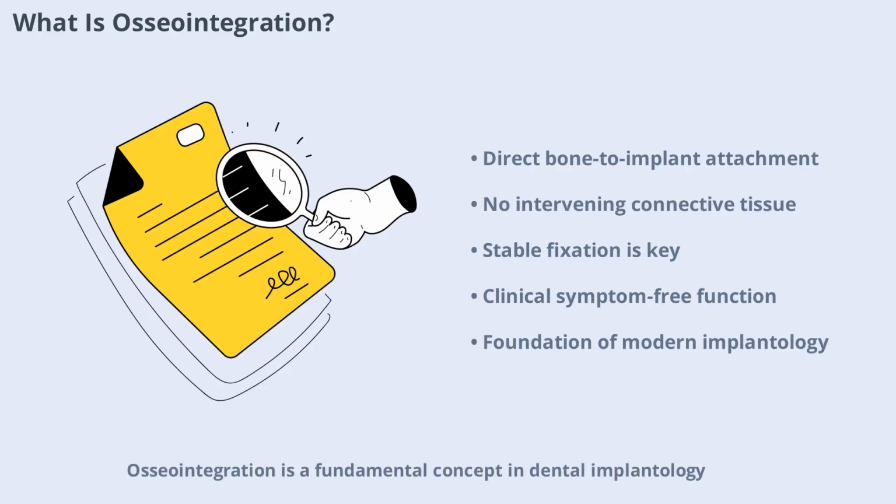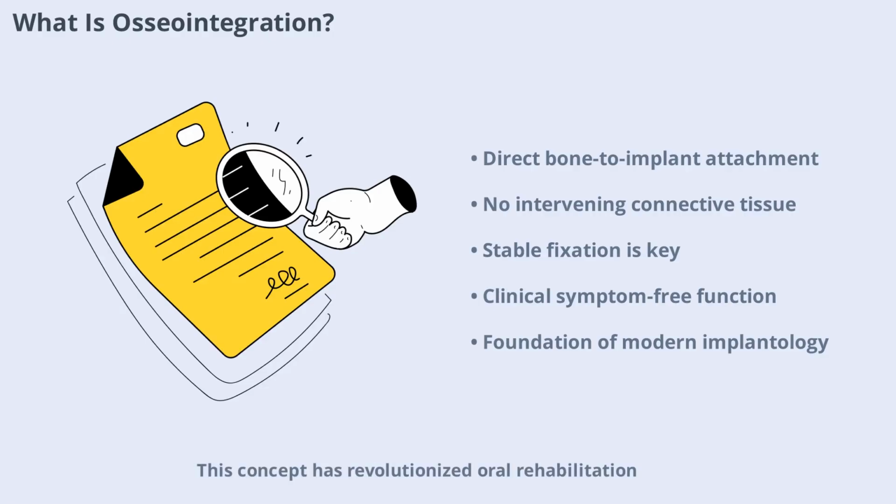Osseointegration is a fundamental concept in dental implantology, describing the direct attachment of bone tissue to an inert implant material. This process is unique because it occurs without any intervening connective tissue, such as scar tissue or cartilage, between the implant and the bone. The result is a stable, rigid fixation of the implant within the bone, which is essential for its long-term function. Osseointegration is not defined by the absolute percentage of bone contact, but rather by the clinical stability and absence of symptoms during functional loading.